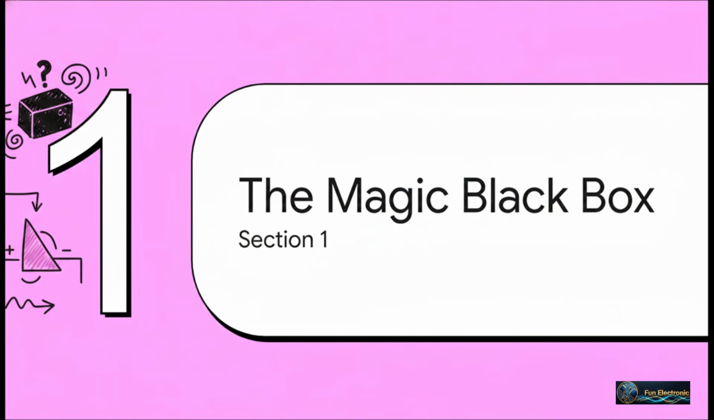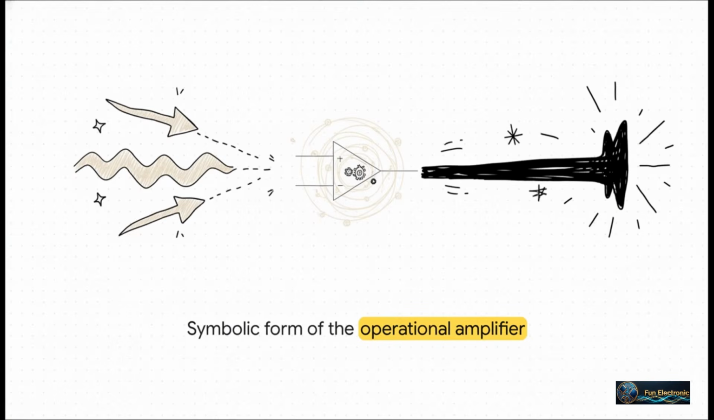Let's look at how we symbolize this component on paper. Whenever you look at a circuit schematic, you are going to see this standard triangle. It brilliantly illustrates the op-amp in its simplest symbolic form. Notice those two vital inputs on the left. We have the non-inverting input, which is marked with a plus sign, and the inverting input marked with a minus sign. The signals enter right there, the op-amp does its invisible math inside the triangle, and the result comes shooting out of that single output line on the right.